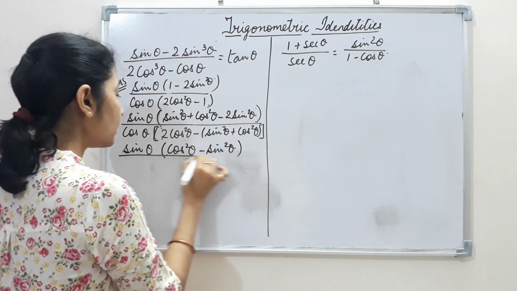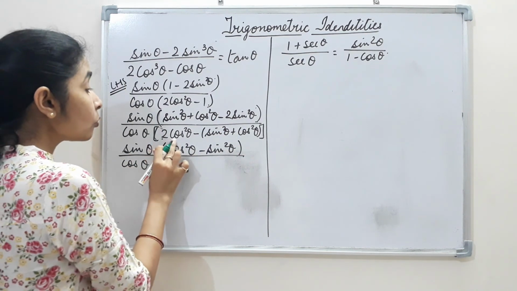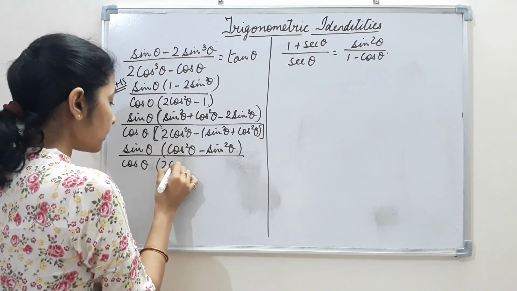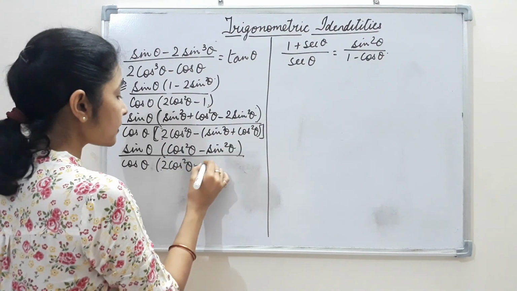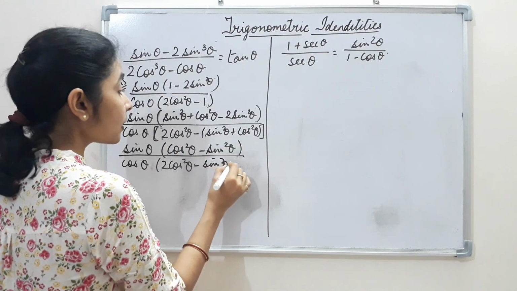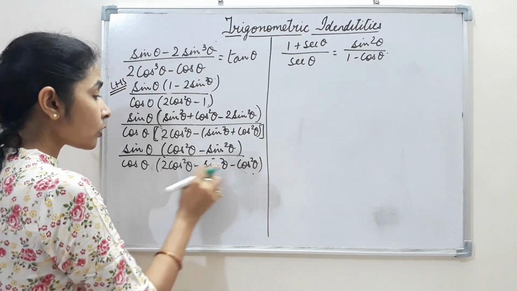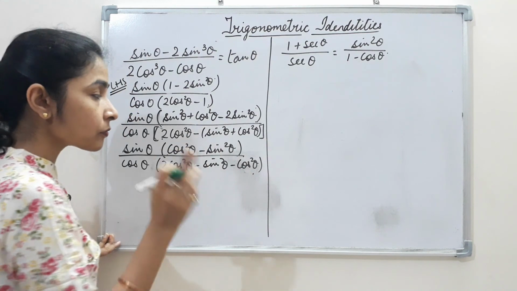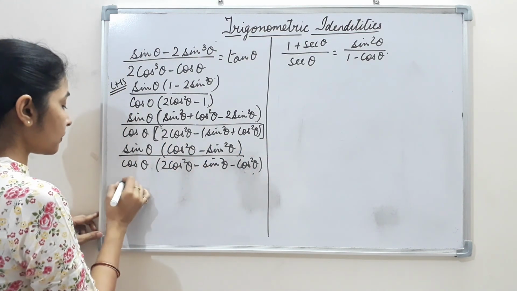Okay, now in the denominator I get cos theta as it is. 2 cos square theta remains as it is. Both these change into negative: minus sin square theta minus cos square theta. Now 2 cos square theta minus cos square theta gives me cos square theta. So this cos square theta will be positive and sin square theta will remain as it is.